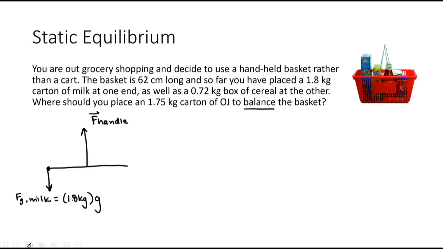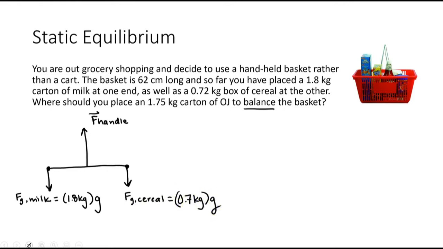And then at the other end, we've placed a 0.72 kilogram box of cereal. So let's put our cereal over here. Its weight will also push down on the basket. And so we'll have FG cereal, which is going to be equal to the mass of this cereal, 0.72 kilograms, times the acceleration due to gravity, g.